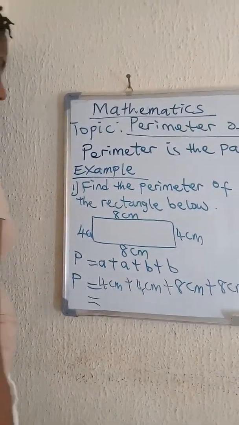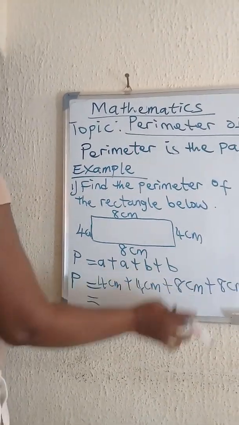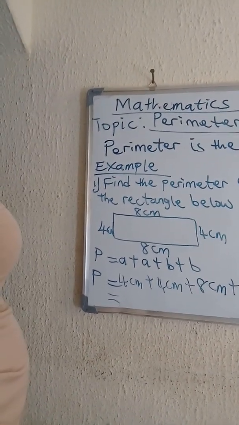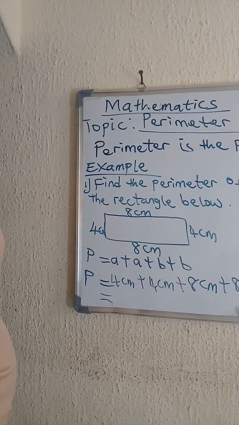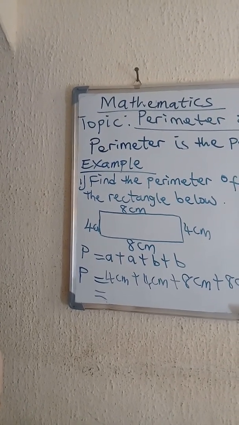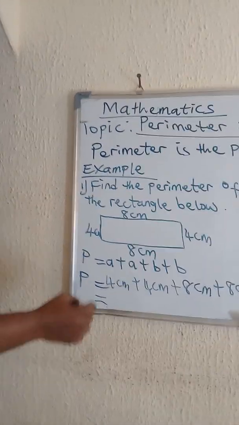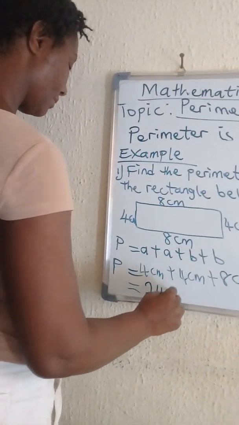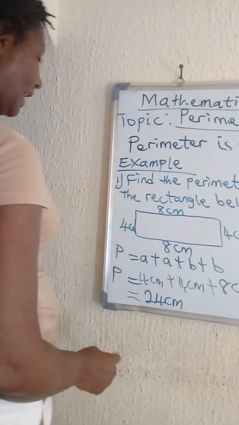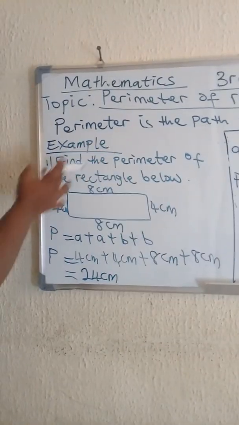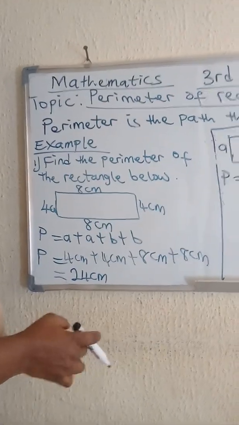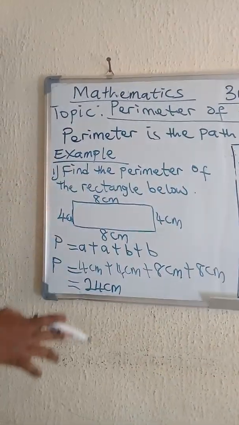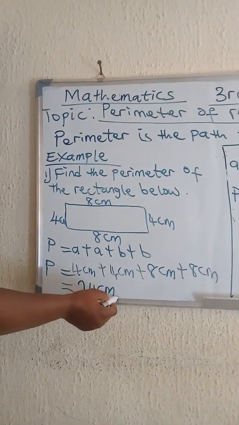4 plus 4 will give you 8. Now 8 plus 8 will give you what? 16. 16 plus 8 will give you what? Calculate it. 16 plus 8 will give you 24. So our answer is 24 cm. I told you, you add all the 4 sides. So when you are asked to find the perimeter of this, you just add all of them and the answer will be given.